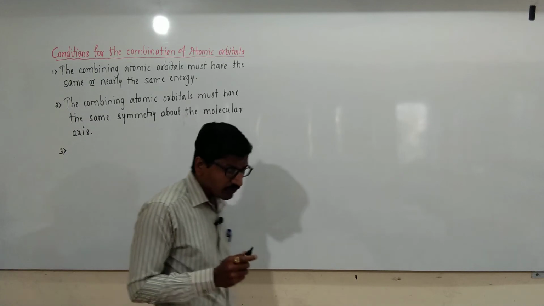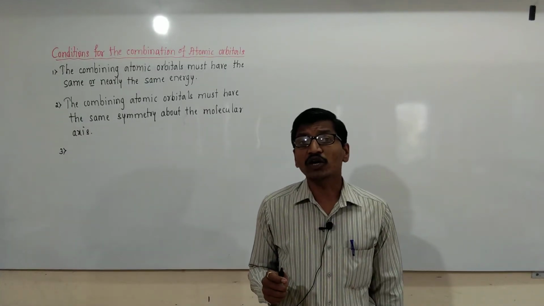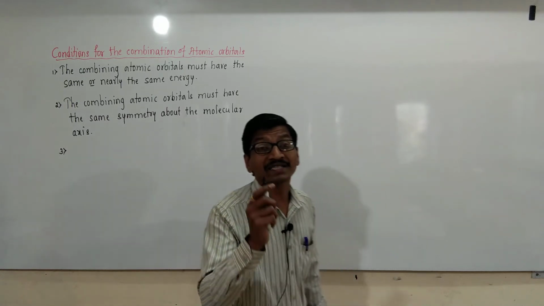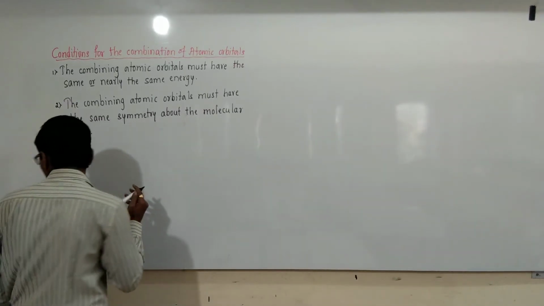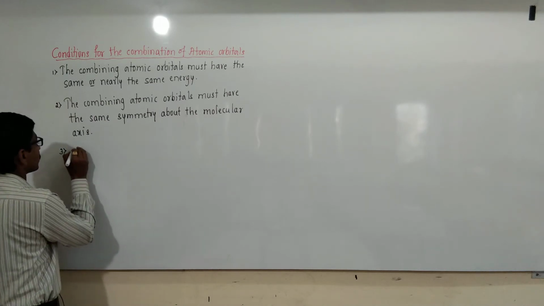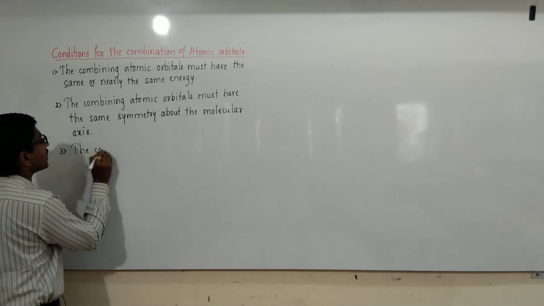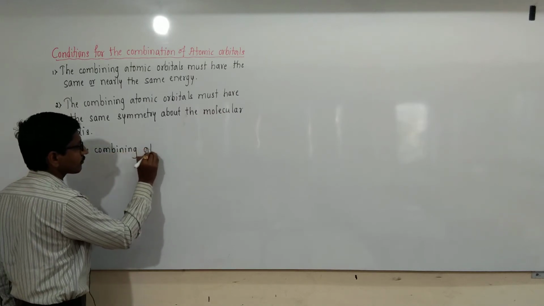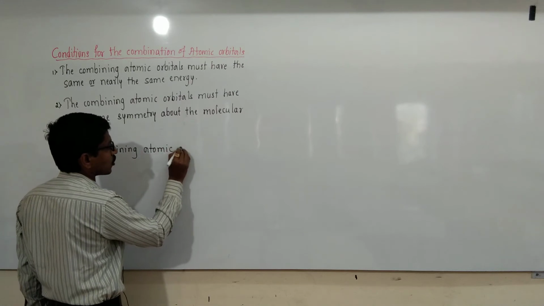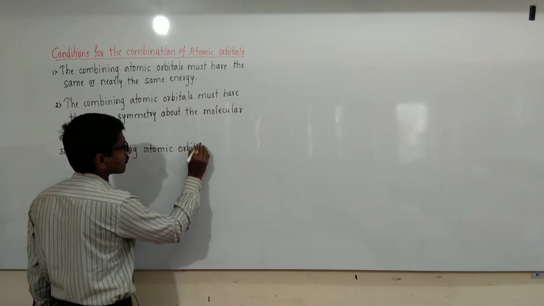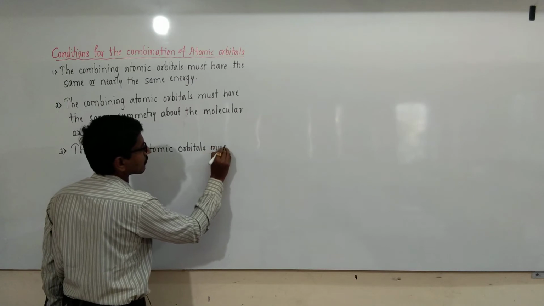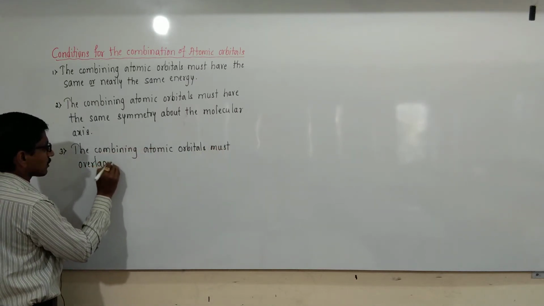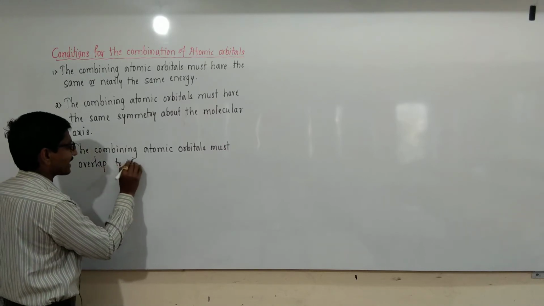Then the third point is that the combining atomic orbitals must overlap to the maximum extent. They overlap to the maximum extent.